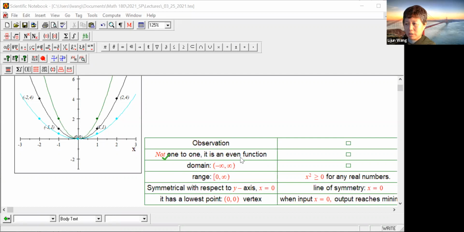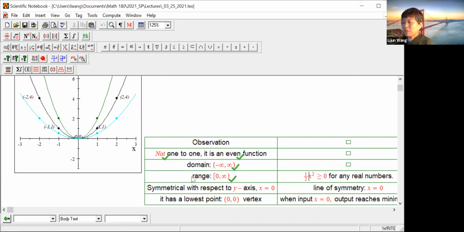Is it an even function? Yes. How about the domain? Same. Range? Yes. All right. And over here, if you multiply half x, it's still greater than or equal to 0. No problem. So that is still true. Is it symmetrical? Yes. The line of symmetry is still the same, right?